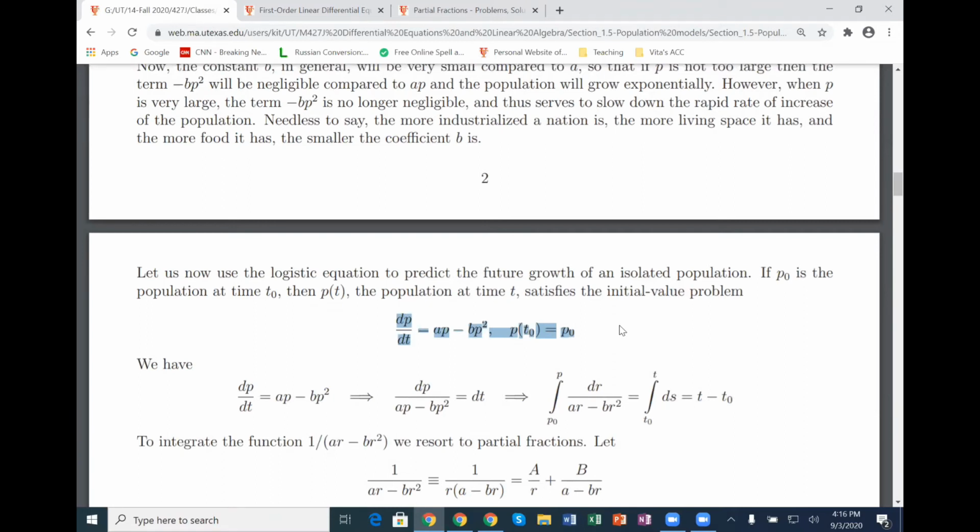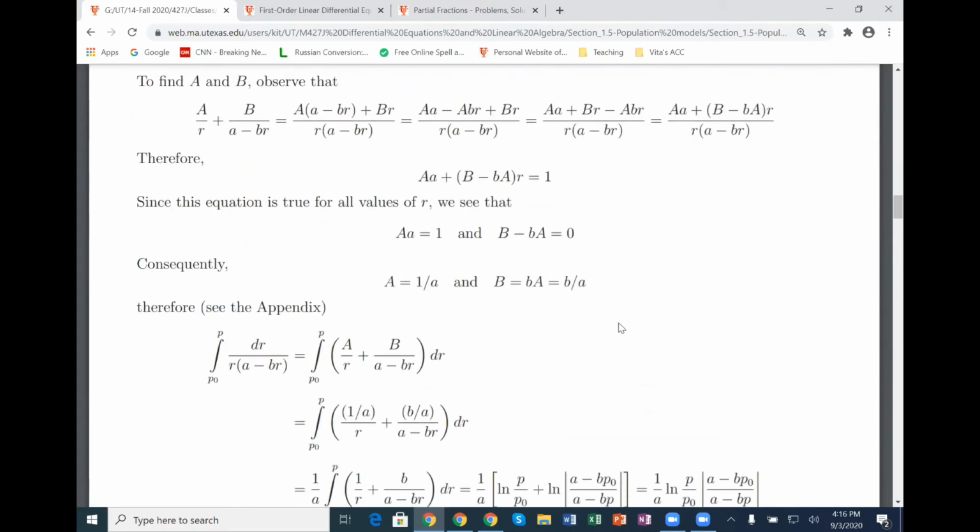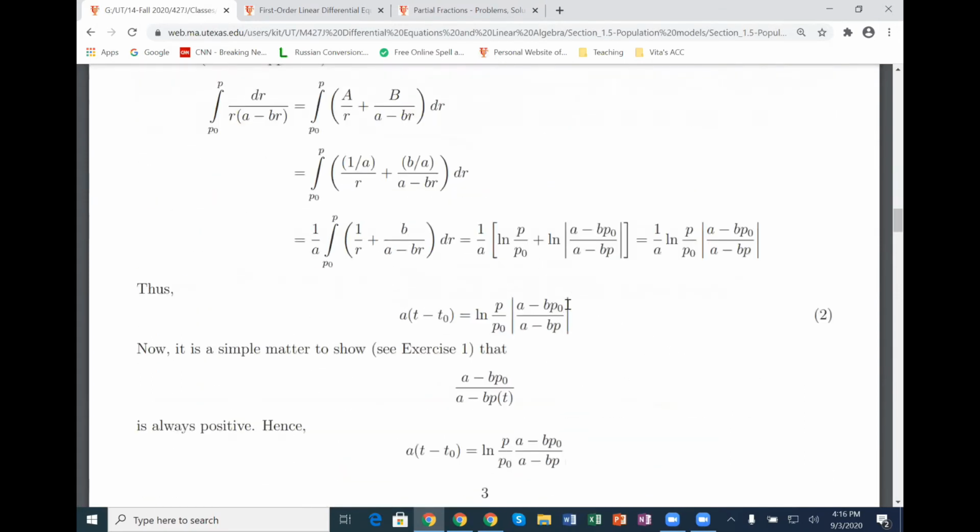However, the next question is: is it possible to write the solution of our initial value problem in an explicit way, as P of t is equal to some expression? This is an implicit way to write down the solution because we have P here, we have ln, and so on. Is it possible to rewrite this in an explicit way? The answer is yes, but this is again a step-by-step process.